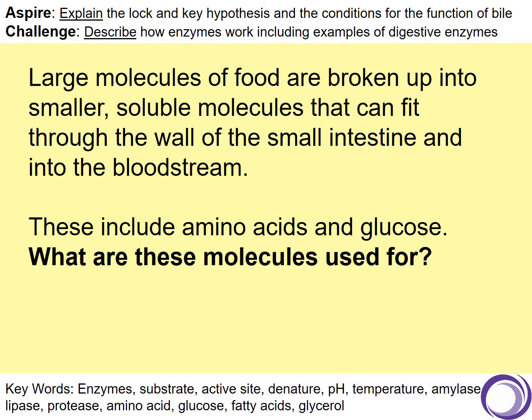So I just want you to have a little think about what those might be used for. Where have you come across glucose and how is it used in the body? I think you probably know that one more than the amino acids. But definitely by the end of this lesson, you'll know what amino acids make up. You might have a bit more of a clue. So why do we need glucose and why do we need amino acids? I'll give you 15 seconds to have a quick think about it. Why are they important in the body?